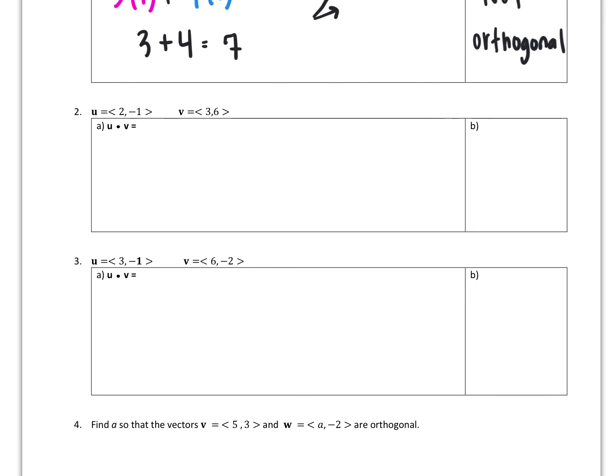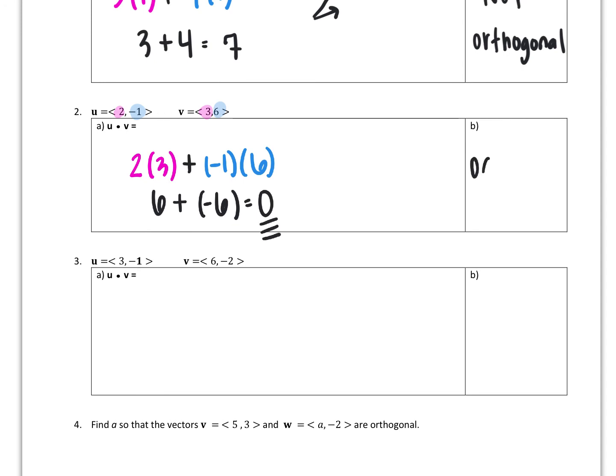We're going to find the dot product between u and v. So we take first times first, second times second. So we have 2 times 3 plus negative 1 times 6. 2 times 3 gives us 6, plus negative 1 times 6 gives us negative 6. You add those together, you get 0. When the dot product is equal to 0, that means they are orthogonal.